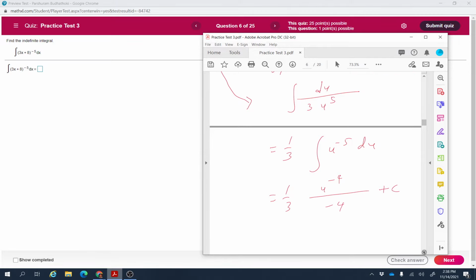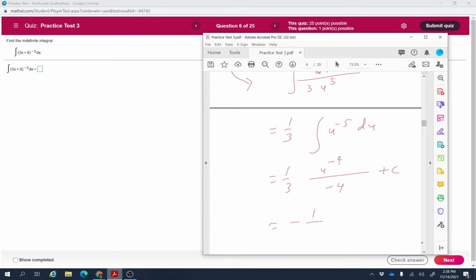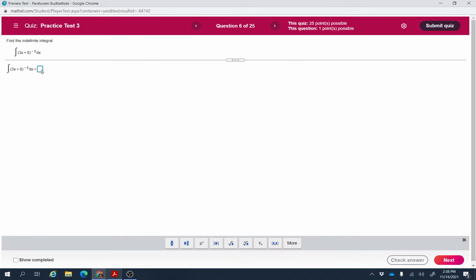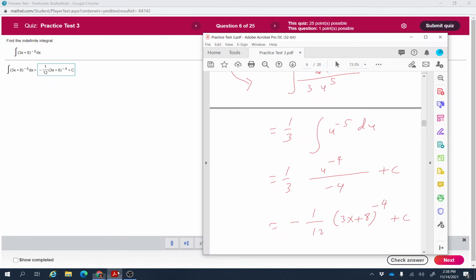That is the power rule, but we don't want our final answer in terms of u. So we have to put the value of u back in terms of x, which is 3x plus 8, plus constant. So this is our final answer. So negative 1 over 12 (3x plus 8) to the power -4 plus constant. Let me double check the answer here. Negative 1 over 12 (3x plus 8) to the power -4 plus constant.